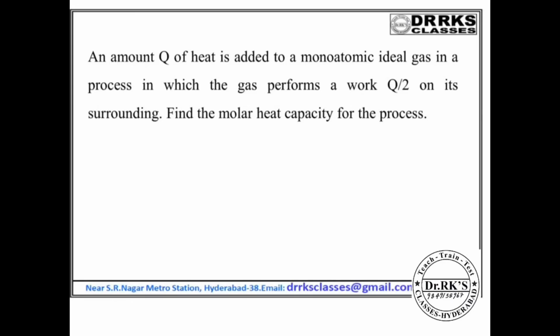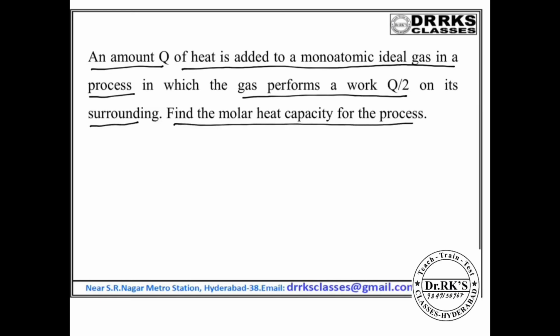So look at the next one. An amount of heat Q is added to a monatomic ideal gas in a process in which the gas performs a work Q by 2 on its surroundings. You have to find the molar heat capacity for this process. Here also we don't know the nature of the process.